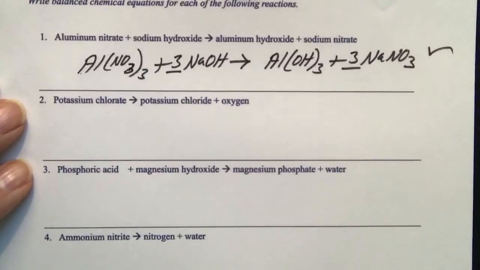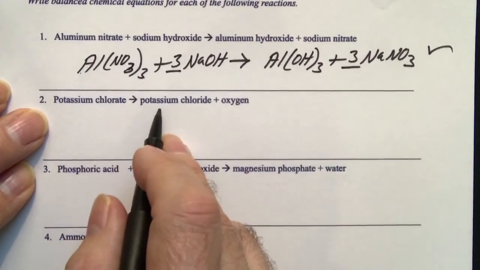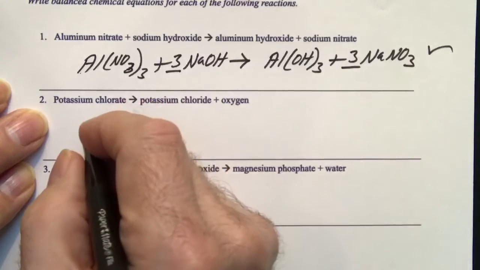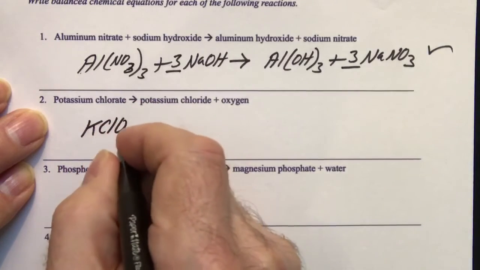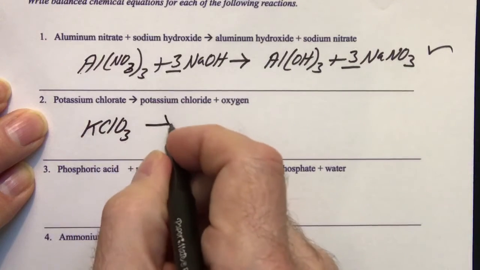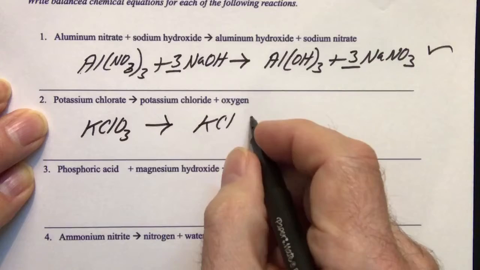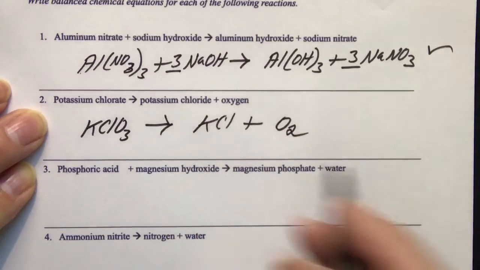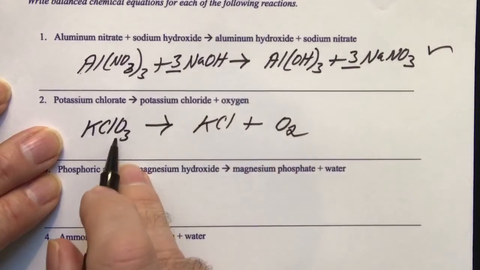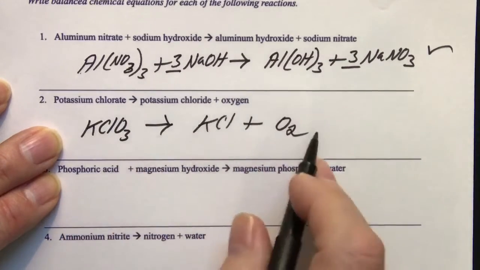Next, this is a decomposition reaction. Potassium chlorate produces potassium chloride and oxygen. So potassium chlorate produces potassium chloride and oxygen. Oxygen is diatomic. Okay, now notice that you have 3 oxygens on this side and 2 oxygens on this side. So you have kind of an odd-even conundrum.